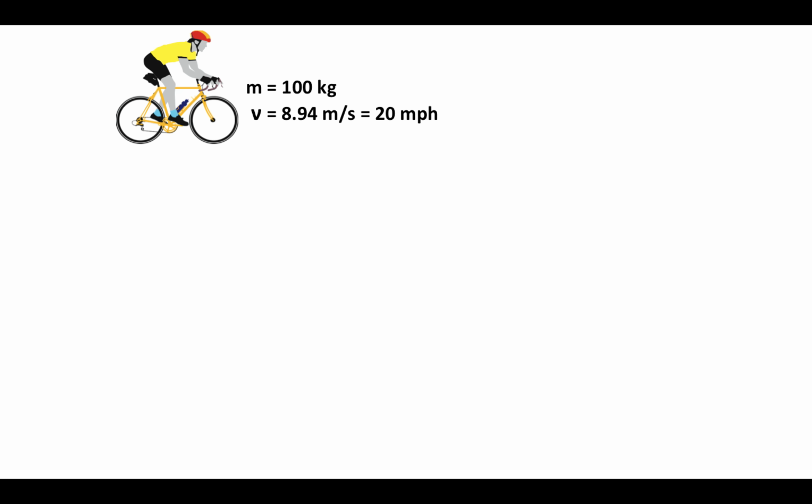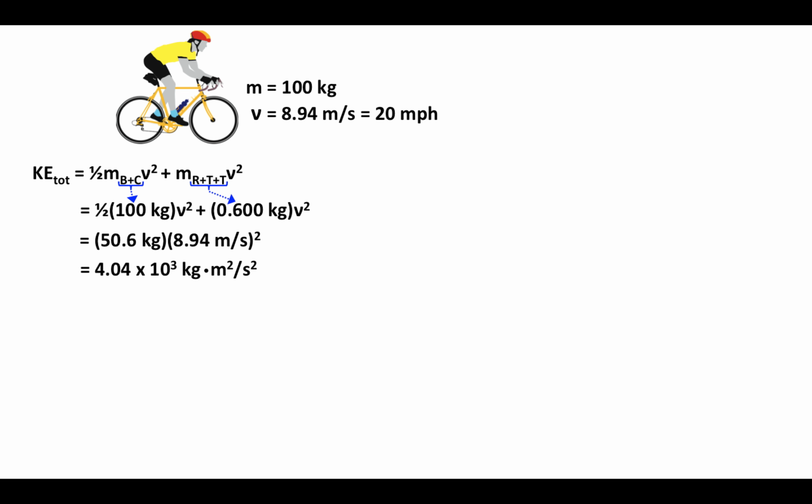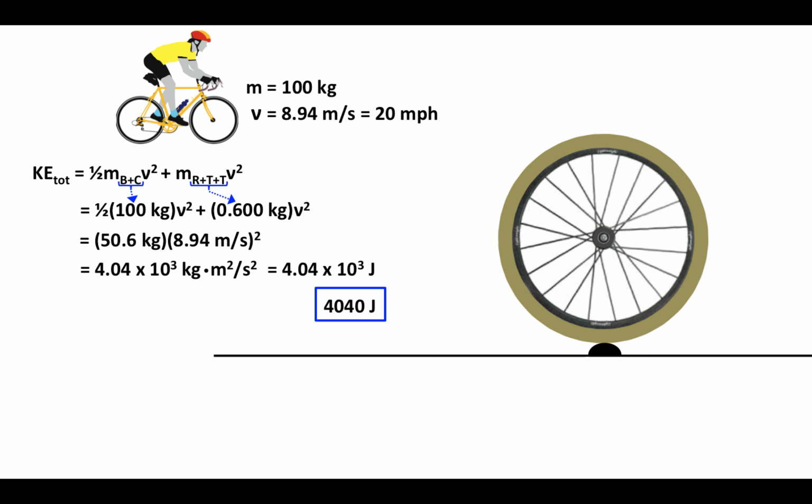Now let's put that in perspective. Let's say I have a rider, total weight of bike and rider of 100 kilograms, riding at 20 miles an hour, which is 8.94 meters per second. If I use my equation for the total kinetic energy of the bike, I'll find out that the total kinetic energy is 4.04 times 10 to the third joules, or let's just call that 4,040 joules. Whereas the energy of my front wheel to get over the bump, to go up it and over it, is more like about 4 joules each way, losing a little bit on the downside.